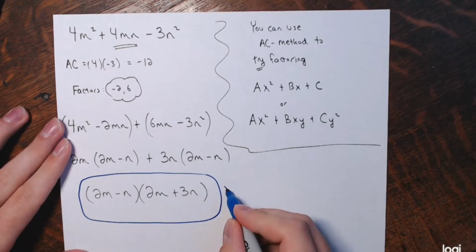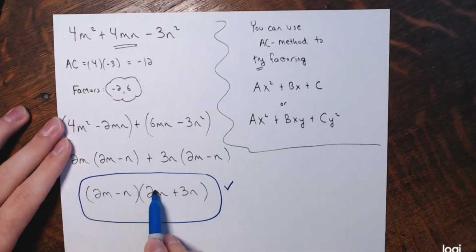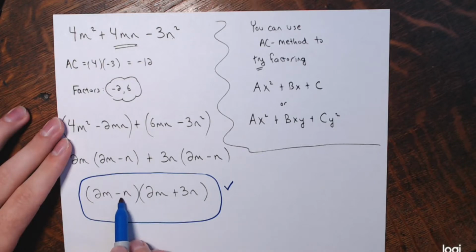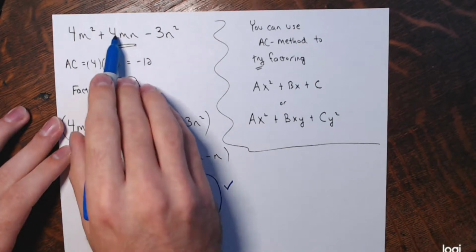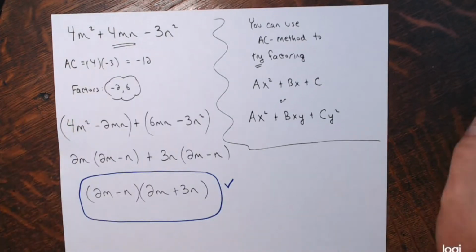And don't forget to check it. Distribute the 2m to the 2m plus 3n. Then distribute the negative n to the 2m plus 3n. You'll get these terms, and then combine the middle two like terms, and you'll get the original. Right, this does work out.